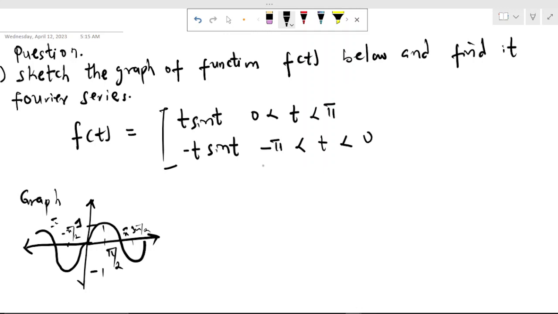But now we've been asked to sketch the graph of t sine t. Because we're having t multiplying sine t, it means that the magnitude of the curve would depend on the value of t. So as t is increasing, the curve is increasing, but as t is decreasing, the curve is also decreasing. So let's see what a typical sketch will look like. So we have this.